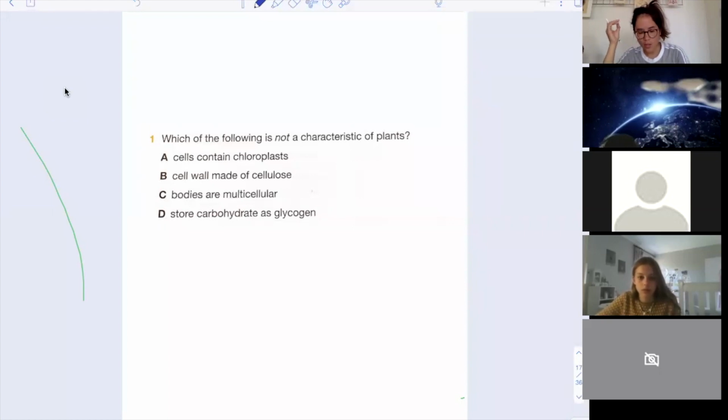Okay, so going through question one, which of the following is not a characteristic of plants? Cells contain chloroplasts. Well, we know that they do. The cell wall is made out of cellulose. Yes, it is. It's a multicellular organism. Yes, it contains many cells. D, it stores carbohydrate as glycogen. No, I taught you that it stores it as starch, which is why D is the correct answer. Let me know if you got that right.